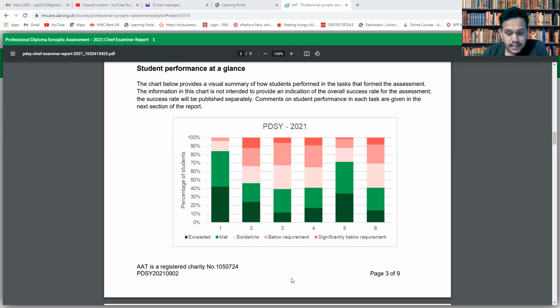For this year, we can see the examiner report for 2021. You can see only 10% of students scored exceeded for task number 3. So task 3 is one of the difficult ones. Then question number 4, question number 6, and question number 2. For all these questions, students cannot get even more than 20%. So less than 20% of students got exceeded. It's a very complex area, especially question number 3 and question number 4.